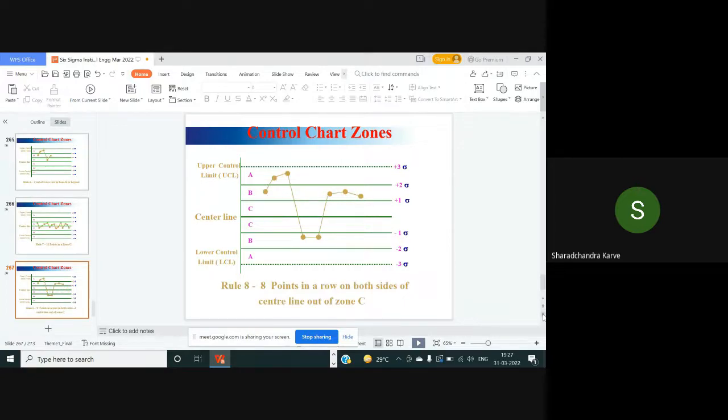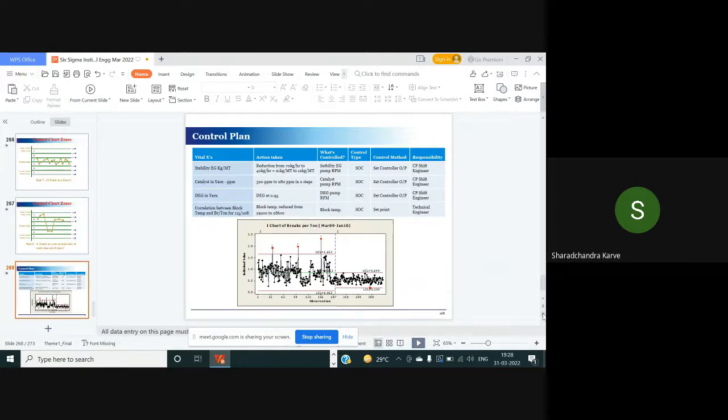So this is how you can monitor the process. Rule 8 is 8 points in a row on both sides of the central line, so 8 points outside zone C. That is what this rule is. So all these rules indicate that your process is not in control, and if your process is not in control, you have to go back to the process, look at an assignable cause, and then work on it. Once you improve the process, you have to write down your control plan very clearly.